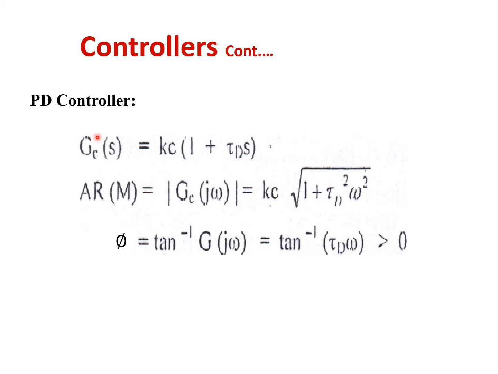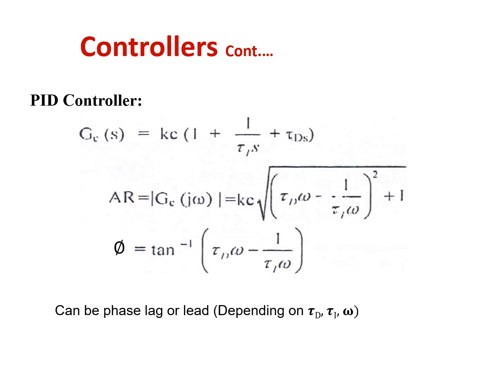For the PD controller, when you substitute s equals j omega, you get the amplitude ratio given by this, and the phase angle given by tan inverse of td omega, which is greater than 0. It's called phase lead. It doesn't exist on its own, but basically it's giving phase lead, which means giving stability. Whenever you have phase lead, you get stability. Whenever you have phase lag, you get instability. So we said before that D introduces stability, and we can see this here, where it introduces phase lead into the system, and you get a more stable output.